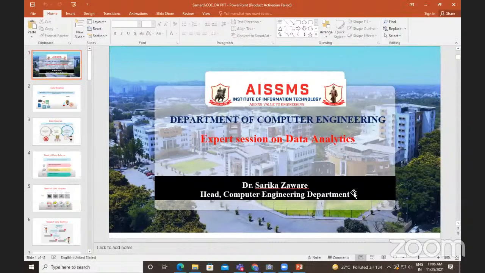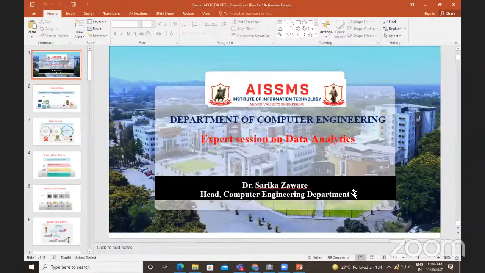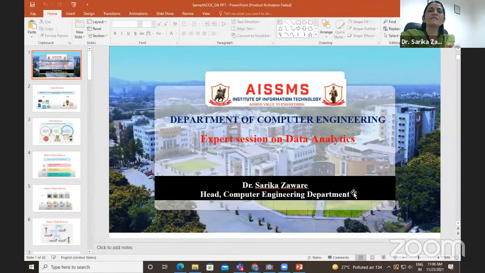Analyzing raw data to make a conclusion. Okay. Analyzing raw data to make some conclusion. Your answer is right. We are analyzing the data. Now, what is exactly this analytics? You might have heard the word data science, isn't it? So what exactly is the difference between analytics and data science?